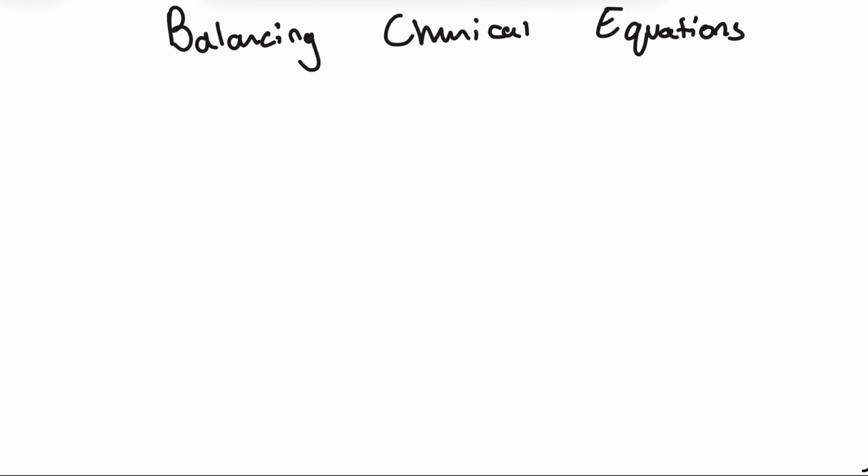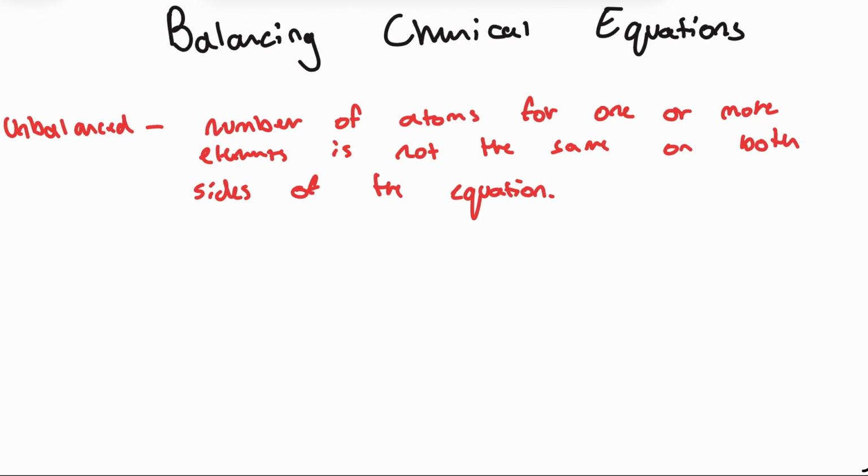In this video, we'll be learning how to balance chemical equations. If you haven't watched my intro video to chemical equations yet, I recommend watching that first. Starting off, what does it mean for an equation to be unbalanced? Essentially, an equation is unbalanced if the number of atoms for one or more elements is not the same on both the reactant and product sides of the equation, because this violates the law for the conservation of mass.